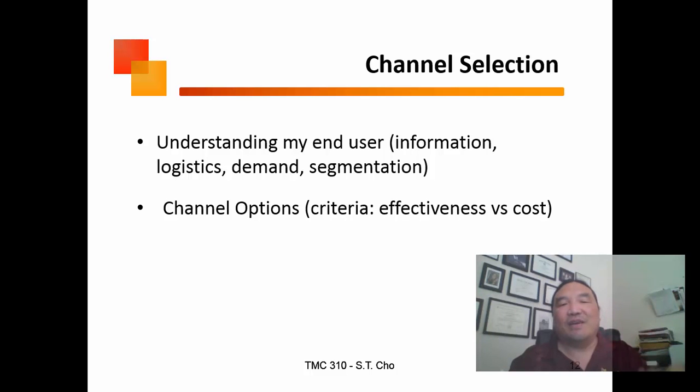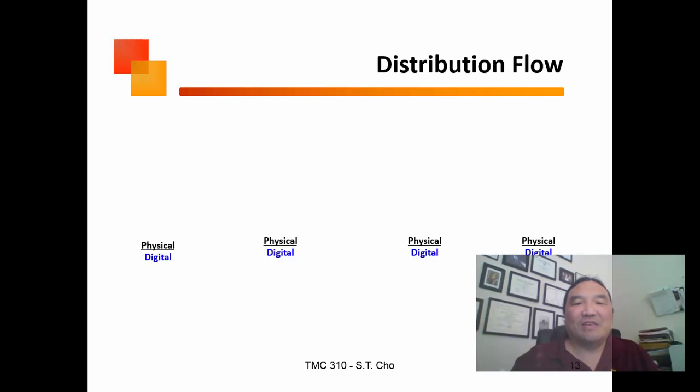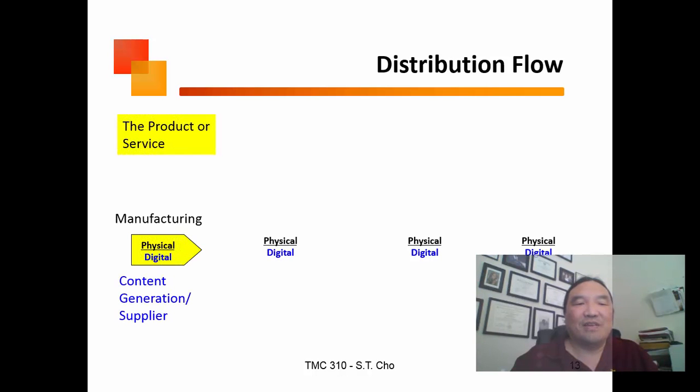In terms of how I go about choosing a channel, I have to understand my end user. How do they want their product delivered? How do they like to get their information? For example, one thing I don't like about Amazon right now is it's really hard to talk to anybody. They have all these FAQs and everything else. I just want to send you a message. You have to think about how much it's going to cost you to have that channel, and I want to do it for the right price.